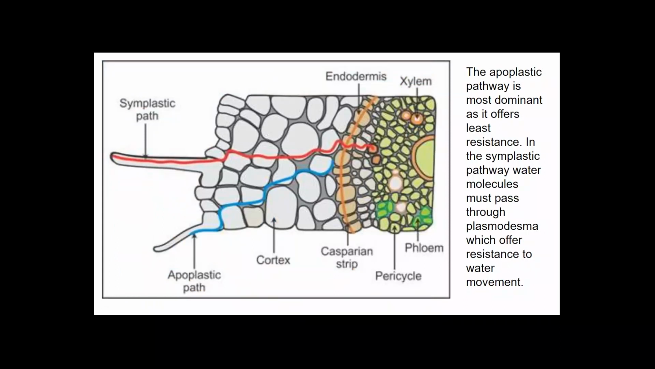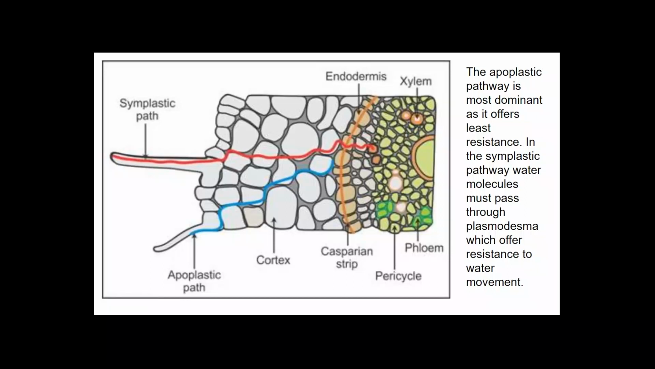And once it enters the cell, so once water enters the root, it can move towards the xylem by different pathways. You have the apoplastic pathway, which is in blue, and this is the main pathway by which water goes to the xylem vessel. It goes along cell walls.